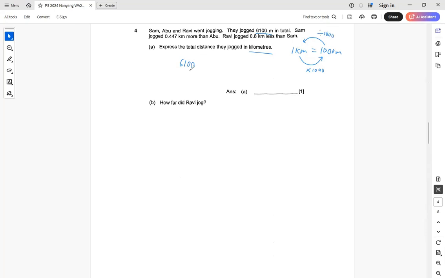Okay, so how to convert 6,100 meters? We have to divide by 1,000. Okay, you key this in your calculator, or if you know, you will get the answer 6.1 kilometers. Okay, you just simply divide by 1,000. So the answer is 6.1 km. Yeah, this one is meters. This one I write it properly.